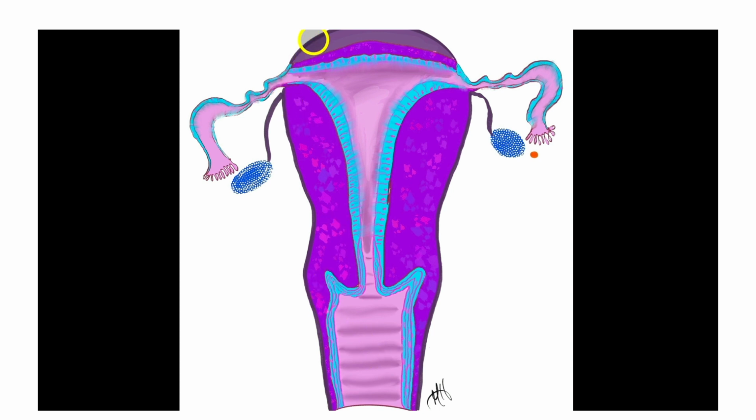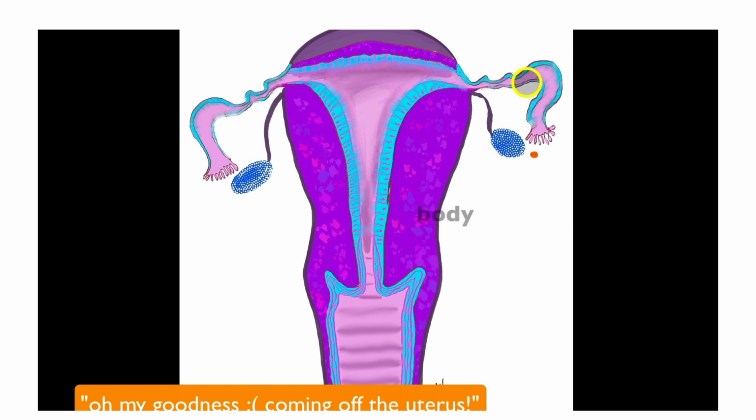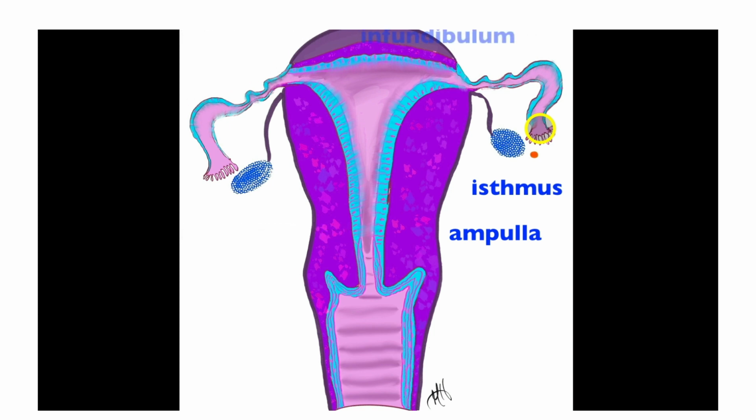If we move back to the uterus, this curved part up here is known as the fundus, and the great majority of the uterus is known as the body. And then once again, the inferior aspect of the uterus is the cervix. Coming off the uterus on each side are the fallopian tubes. They are also known as uterine tubes or oviducts. Where the fallopian tube leaves the uterus, this is known as the isthmus. The great majority of the fallopian tube is known as the ampulla. And then the distal end of the fallopian tubes is known as the infundibulum. The infundibulum gives rise to the cilia or finger-like projections known as fimbriae.